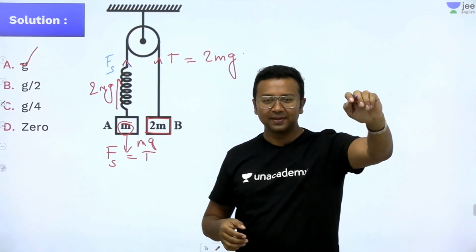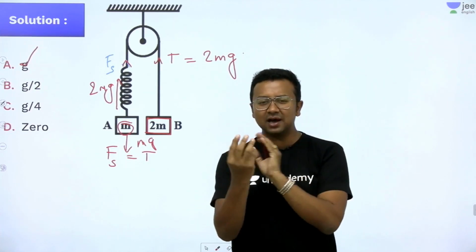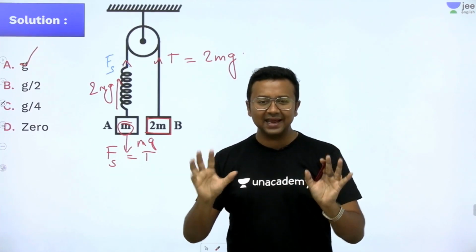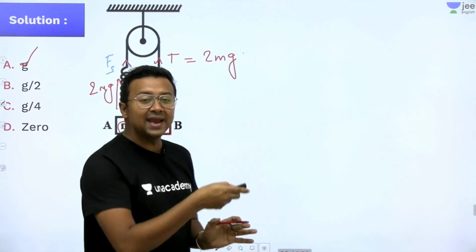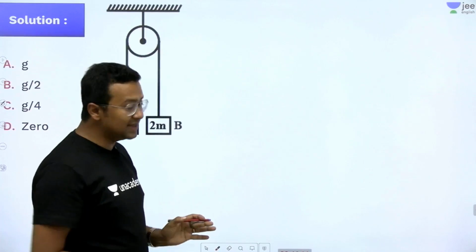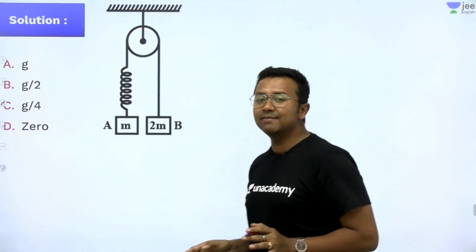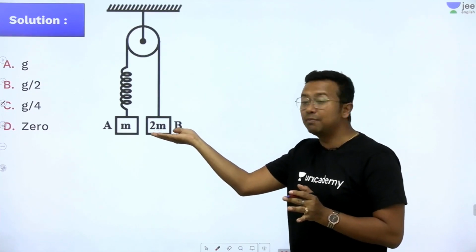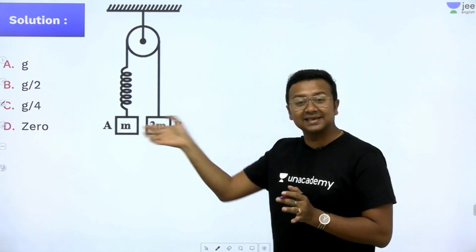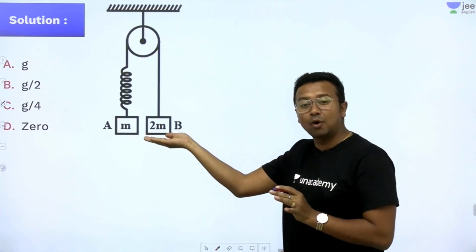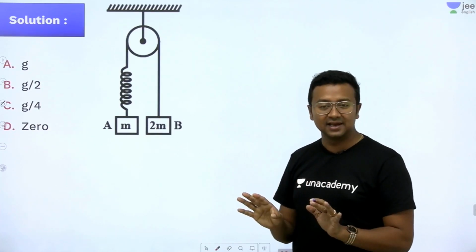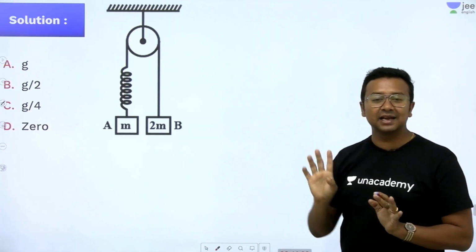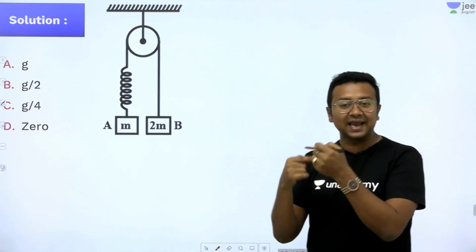Now, let's say we twist the question a little bit. How exactly? Let me make it very clear to you. In the second scenario, what I am going to do is, I am going to hold the block B. I am holding the block B right now. Block A is at rest. And then if I remove my hand, then what will be the acceleration of block B? This is the twist in the second question.